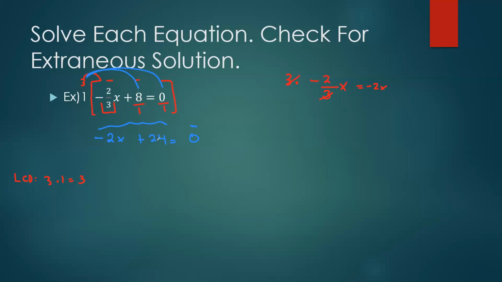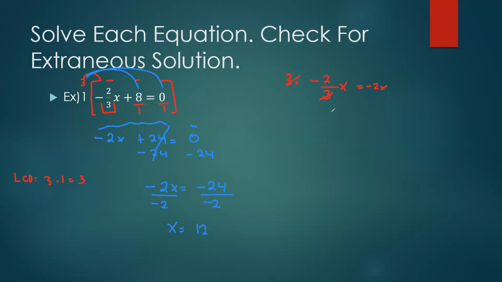Then the next step is to get all the constants on one side and all the letters on one side. I'm going to move this 24 to the right by subtracting 24 from both sides. This cancels, so you're left with negative 2x equals negative 24. Solve for x: divide both sides by negative 2, and I get 12.